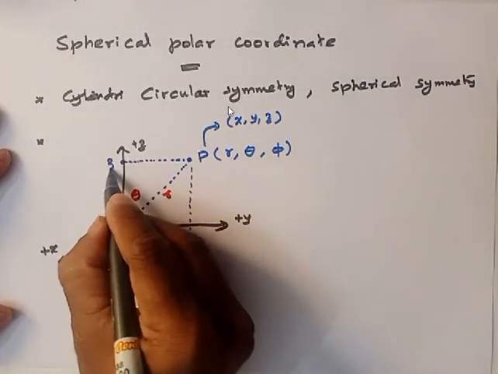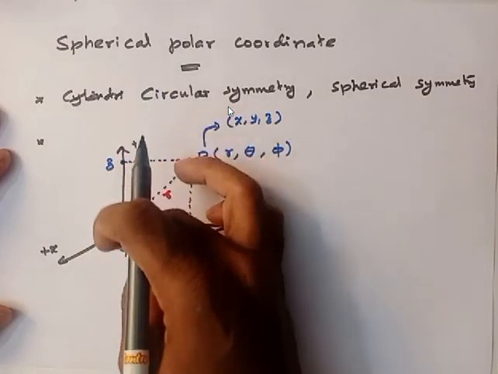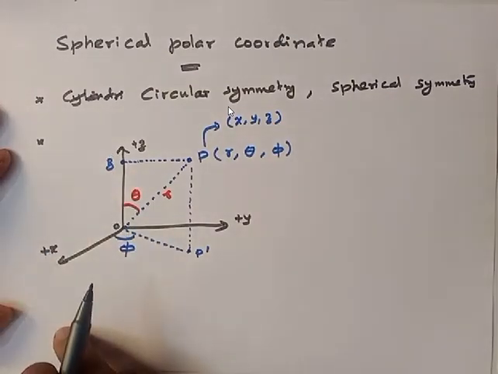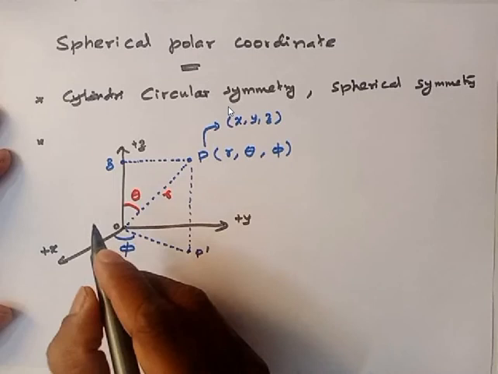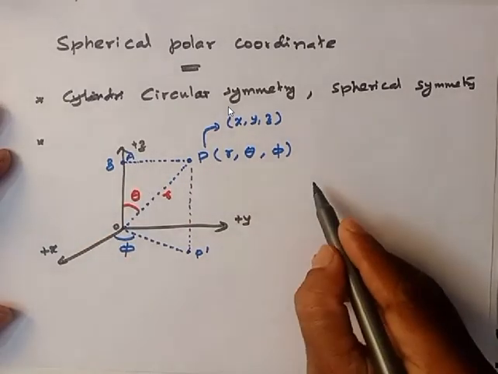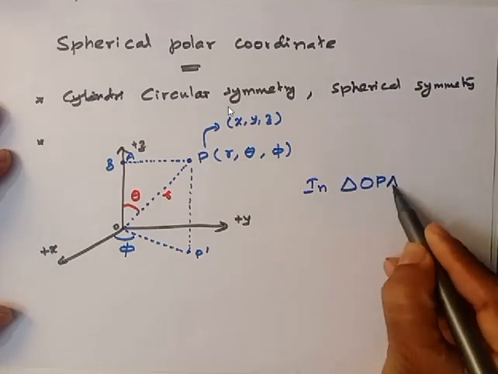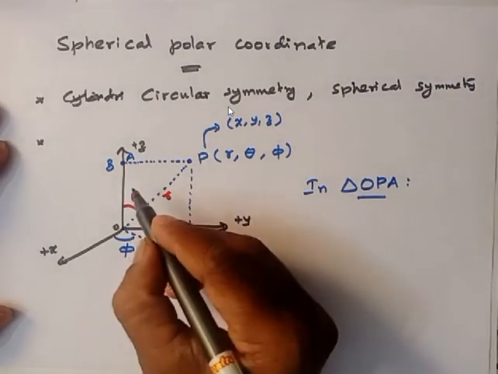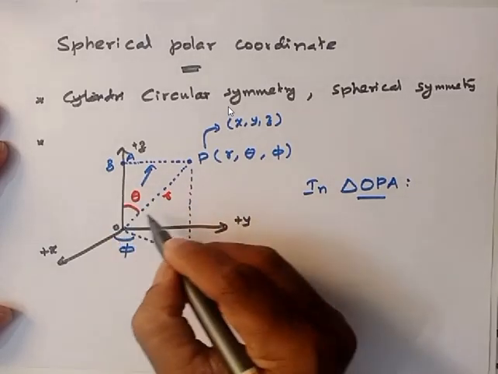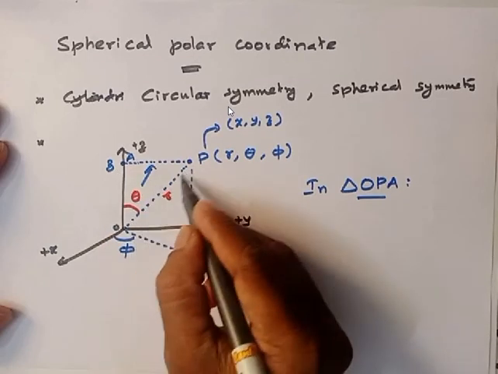Whatever value of z we get here, that is the length from 0 to that point, and that length is z. So this length is z. I'll take this triangle O, P, and let's call this point A. Observe carefully, in triangle O, P, A, here we have the angle, this is the opposite side, this is the adjacent side, and this is the hypotenuse. So adjacent side length is z, hypotenuse length is r.